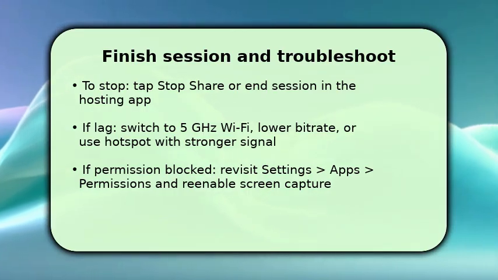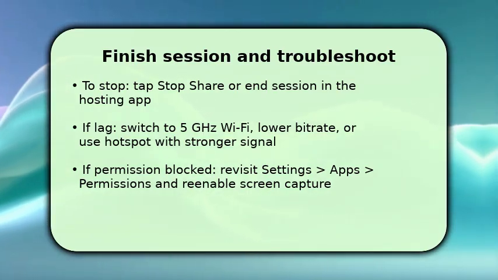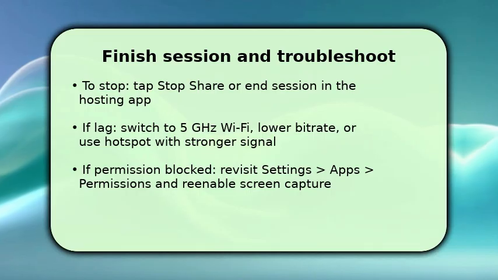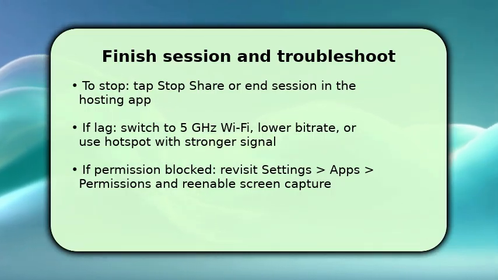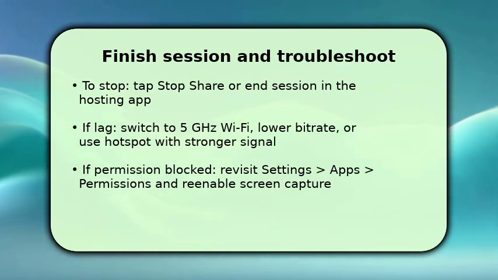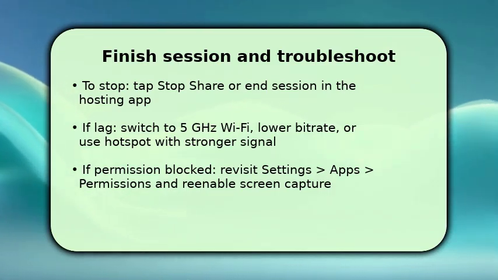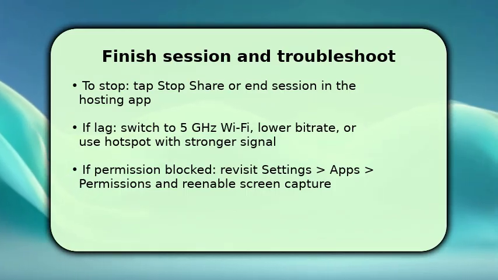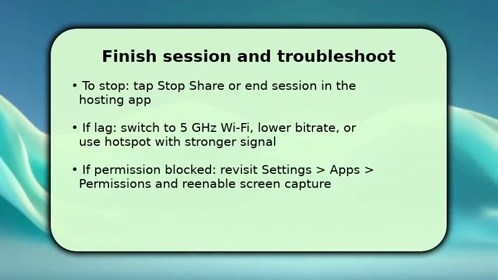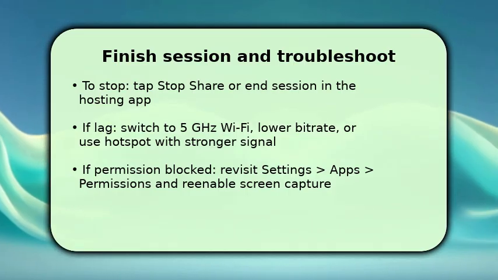If you experience lag or choppy video, move both phones closer to the router, switch to 5 GHz Wi-Fi, or lower stream quality and bitrate to stabilize the feed. If the receiver can't view, check that screen capture permissions, accessibility, and overlay rights are enabled in settings. Revoke then regrant them if necessary. One tip: reboot the app after permission changes to apply settings immediately.